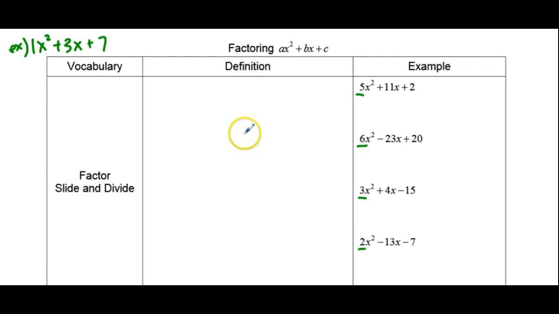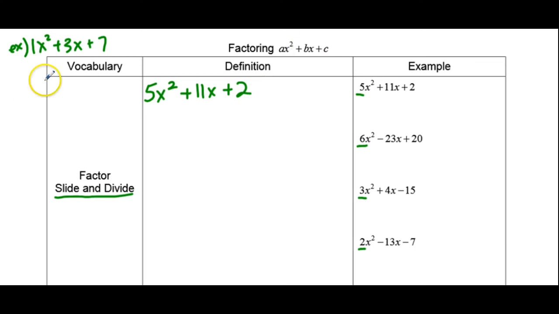So we have a different method of solving this, and this method is called slide and divide. Because all of these examples have a number in front of the leading term, we have to use slide and divide. We can't factor using the method we learned in the video before. So the first part, rewrite the equation a little bit bigger just so we can see.